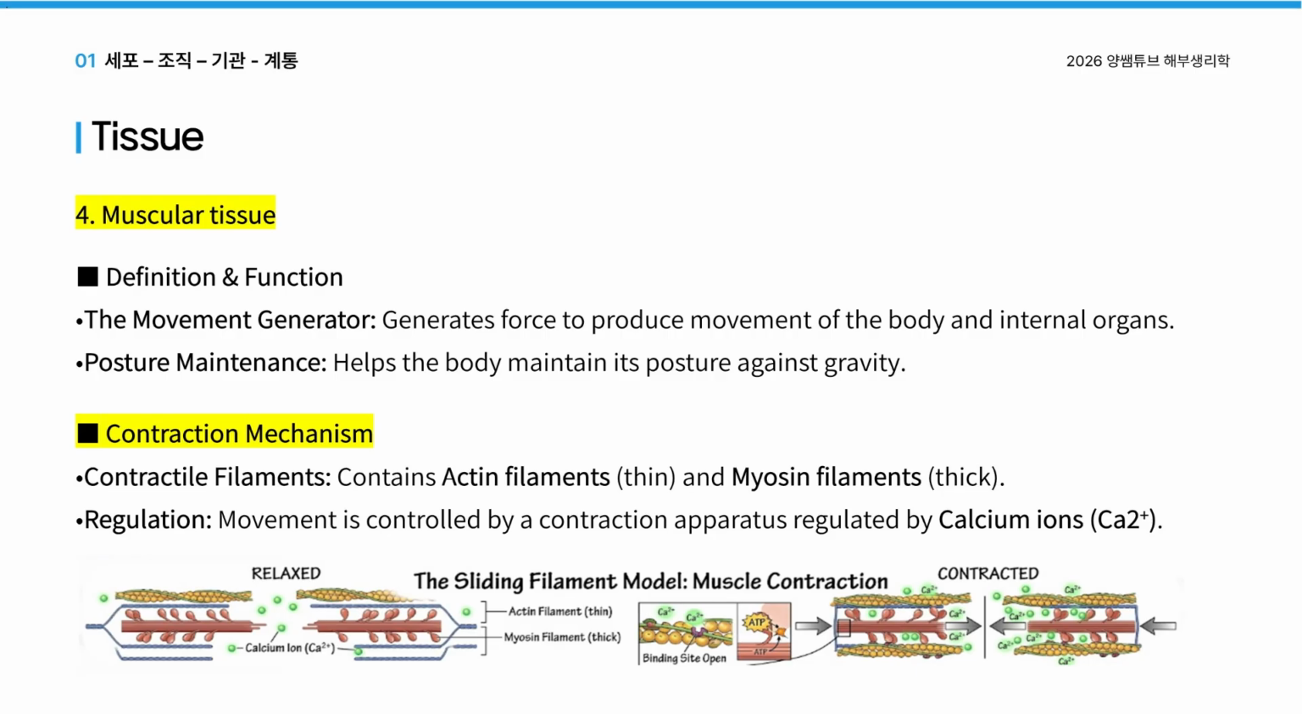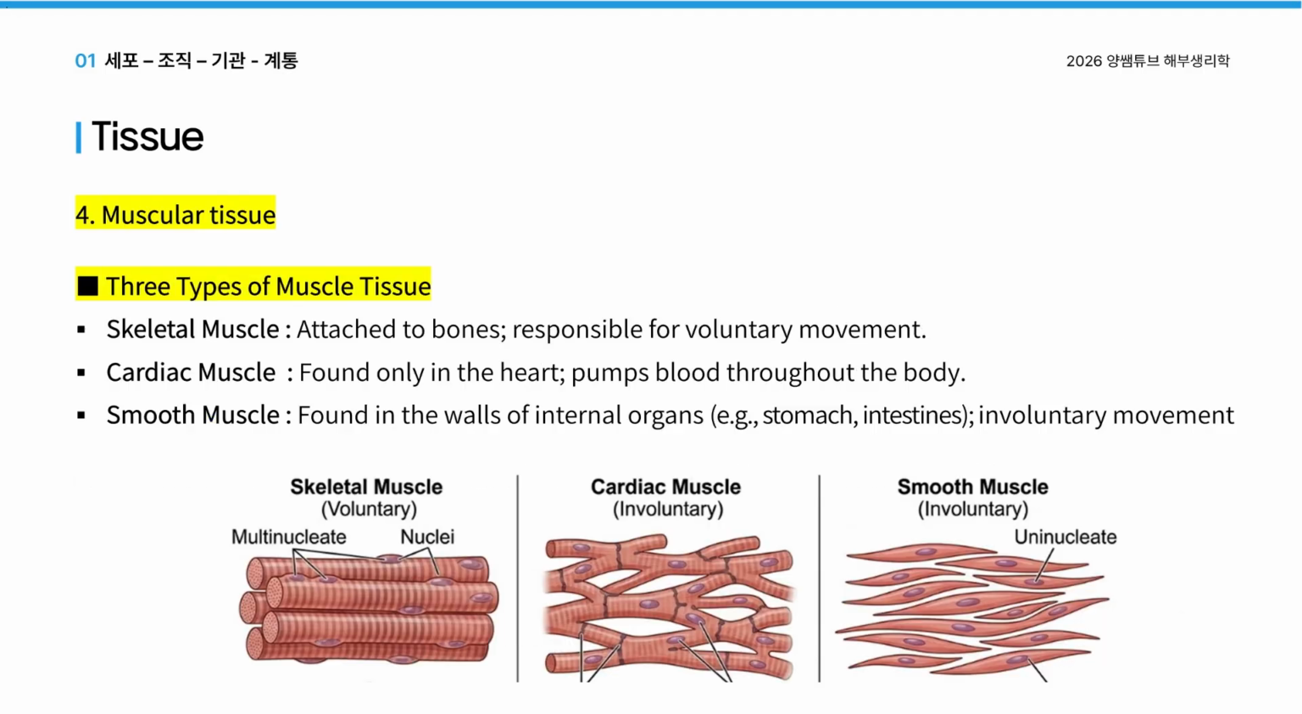So, how does it move? It all happens through a contraction mechanism. Inside the muscle, there are 2 key contractile filaments, the thin actin and the thick myosin. This process is carefully regulated by calcium ions. Think of calcium as the on switch that triggers the contraction apparatus. Depending on its structure and where it's located, muscular tissue is divided into 3 types.